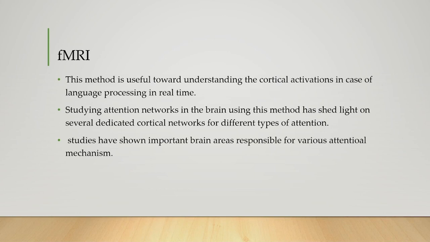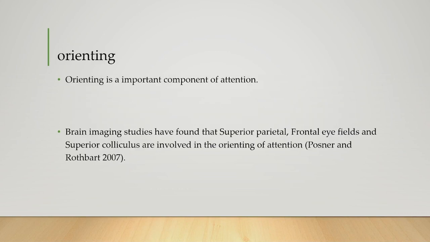So, basically the cortical area of the brain that gets more oxygen reflects more activation at that level, which means that area is active while processing the particular part of the sentence or the word or whatever. So, studying attentional networks in the brain using this method has shed light on several dedicated cortical networks for different types of attention. It has also shown important brain areas as well as cortical networks. So, fMRI has been a very, very useful tool for us to look at the attentional deployment in humans with respect to various kinds of tasks.